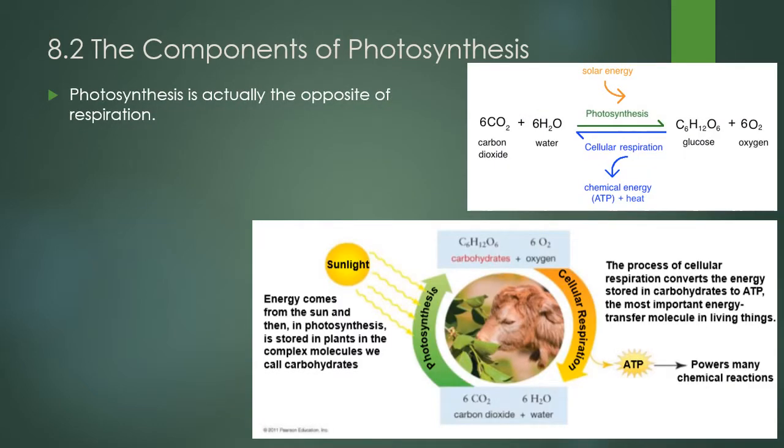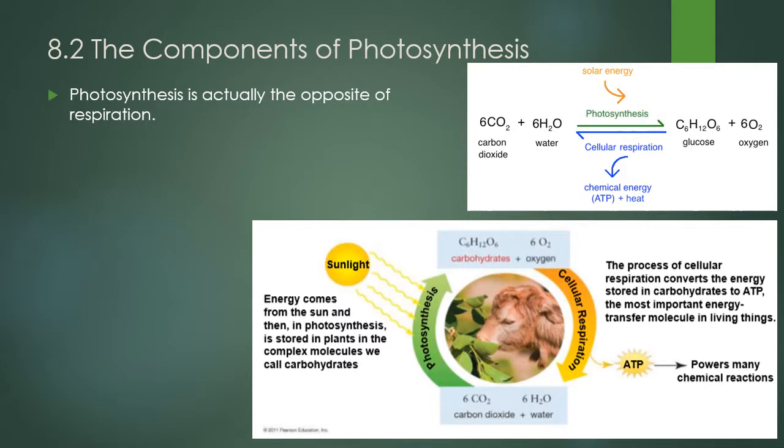Photosynthesis, if you look at what goes in and what comes out, is the exact opposite of respiration. So in photosynthesis, you are taking carbon dioxide and water with energy from the sun and creating glucose and oxygen. In respiration, you are taking glucose and oxygen and creating water and carbon dioxide as byproducts. So going this way in the reaction is photosynthesis. Going this way in the reaction is cellular respiration.